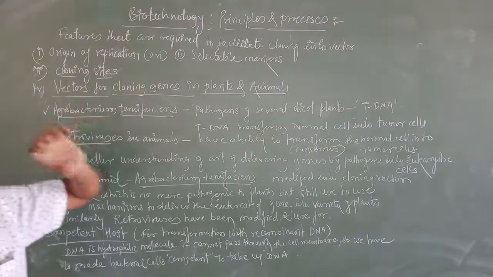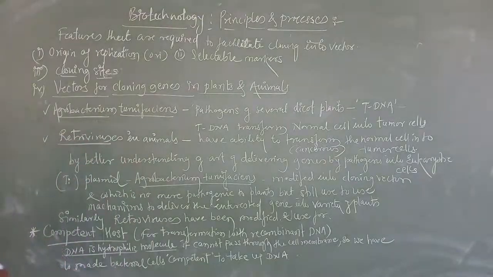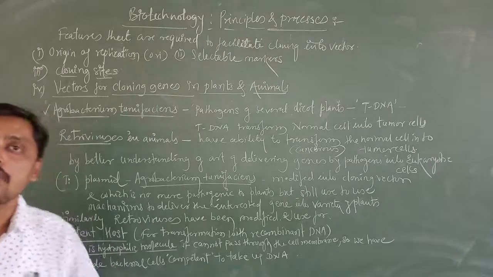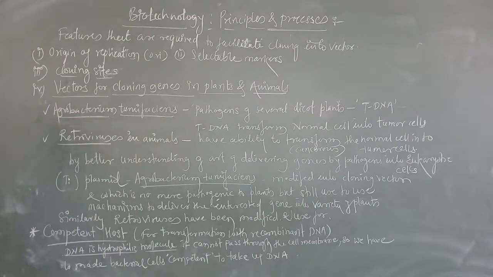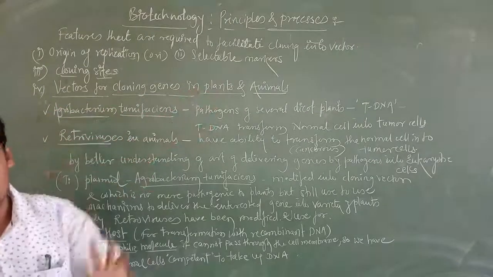And we have discussed the cloning vector also, pBR322, the structure, the diagram, and its explanation. In today's class, we are going to discuss the next point regarding the features that are required to facilitate cloning into the vector. The fourth and last feature, that is vectors for cloning genes into the plants and animals.